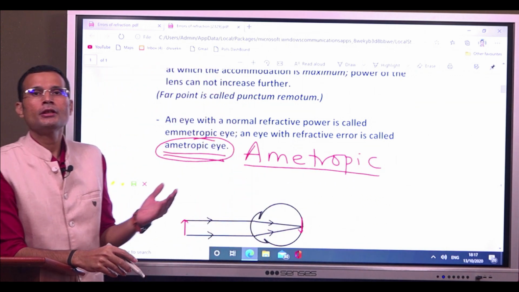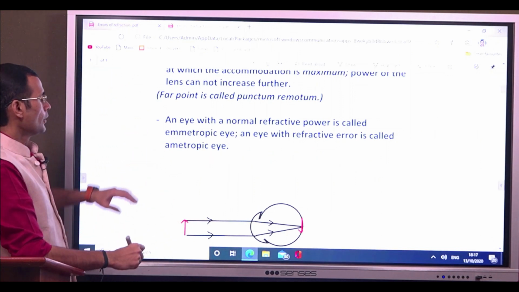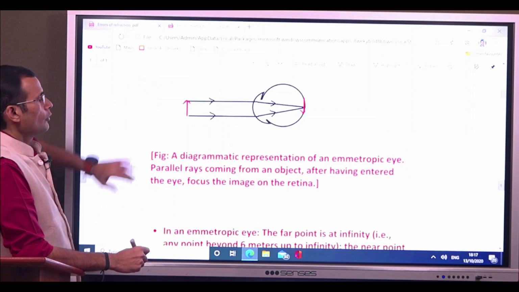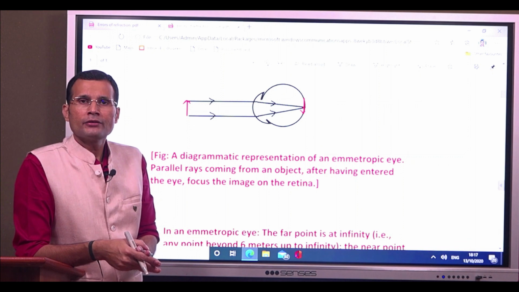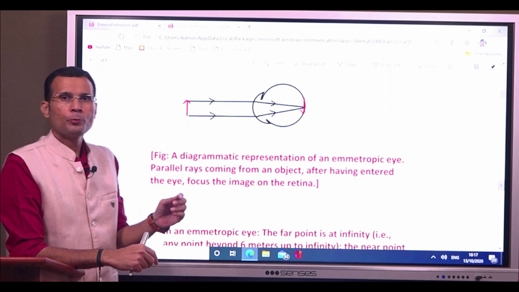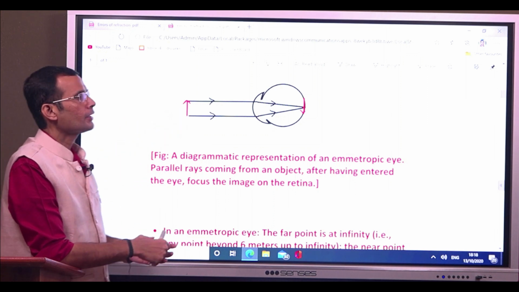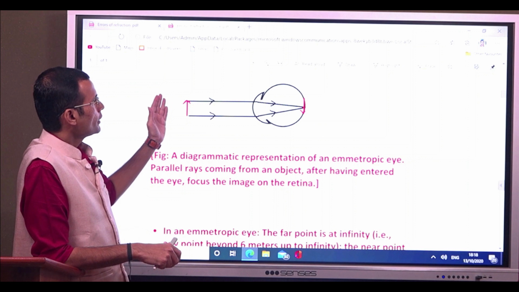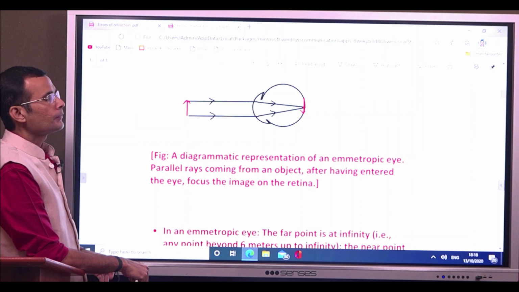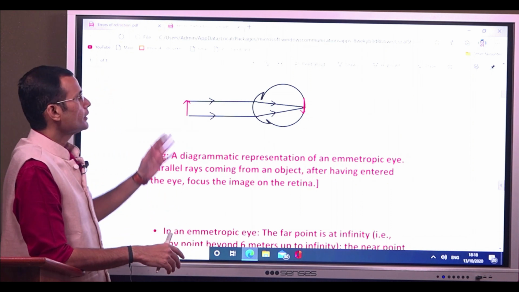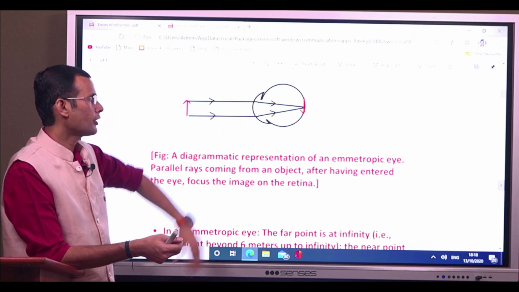Having error of refraction, the image does not form on the retina. Whereas the normal eye with the normal refractive strength or normal refraction is called as emmetropia, emmetropic eye. Okay, so here is a diagrammatic depiction of the object and its image formed on the retina. One must understand that the image is formed in an inverted fashion. It's the inverted image which is formed on the retina.